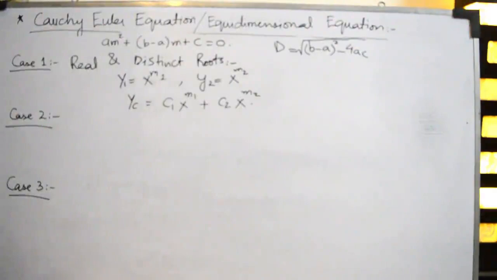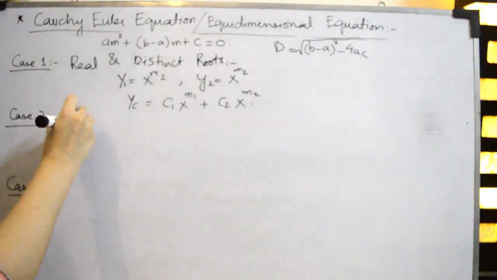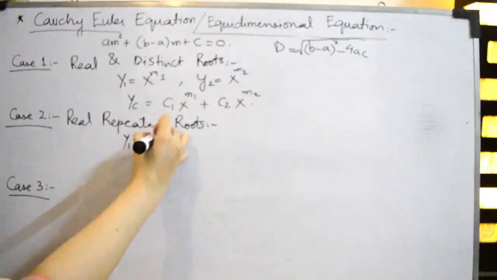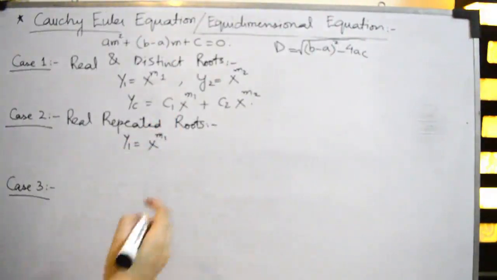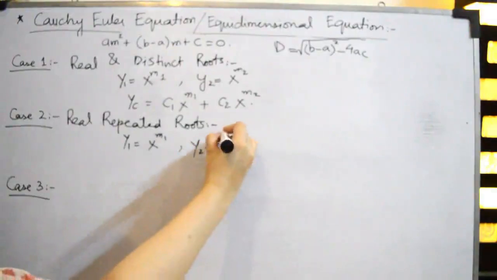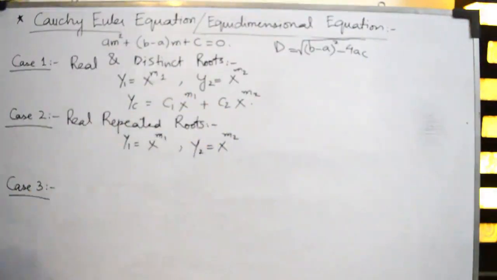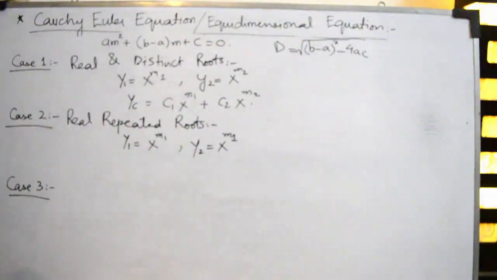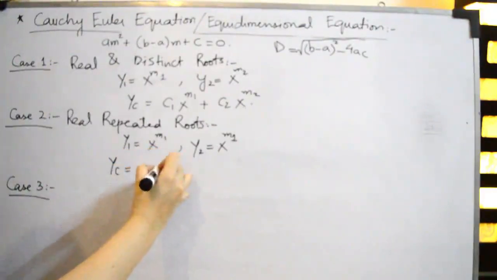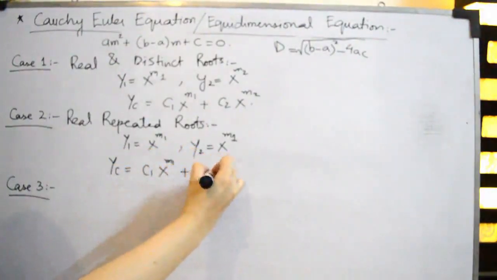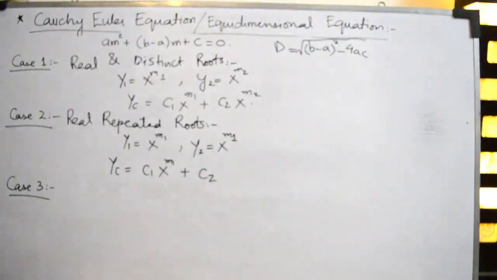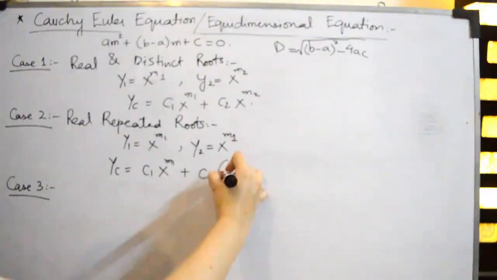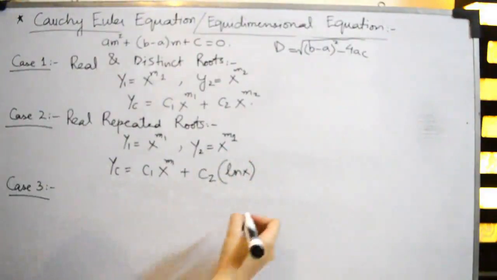The second case is when you have real and repeated roots. y1 equals x to the power m1, and y2 also has x to the power m2, with m1 equal to m2, that means equal, repeated roots. Then what should you do? You just have to make the general solution yc equal to c1 x to the power m1 plus c2. Now you don't have to multiply by x, you have to multiply by natural log of x into x to the power m1.